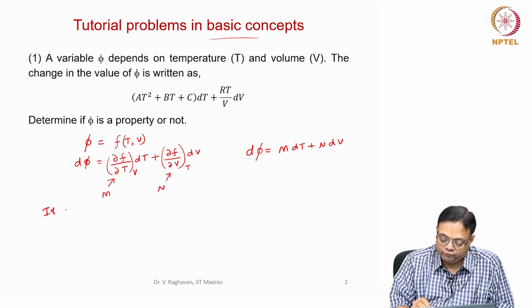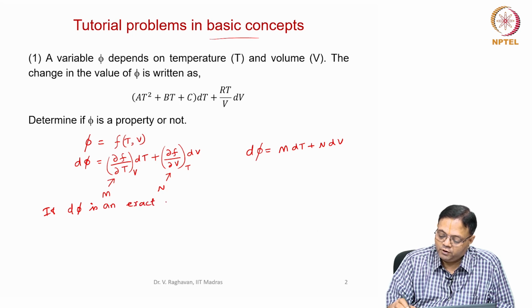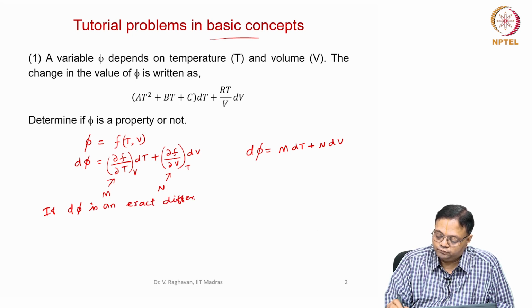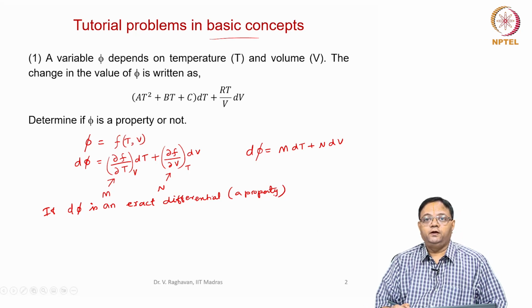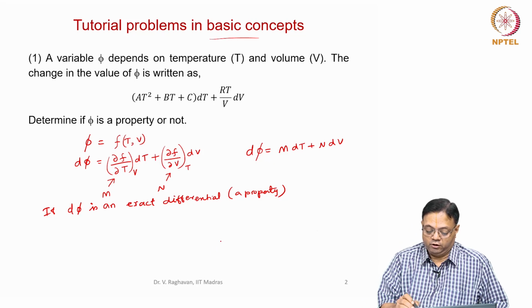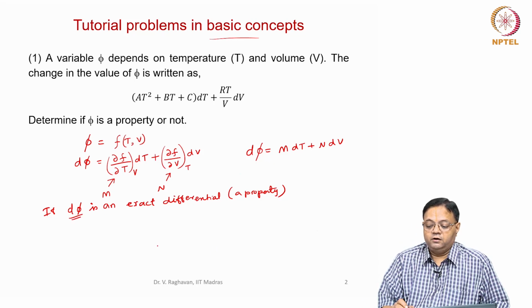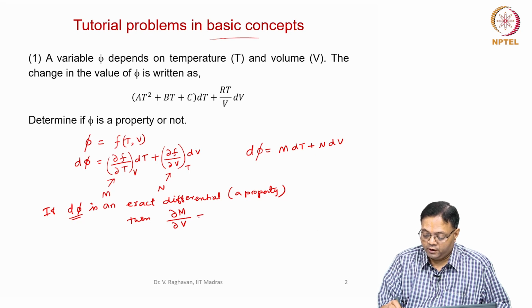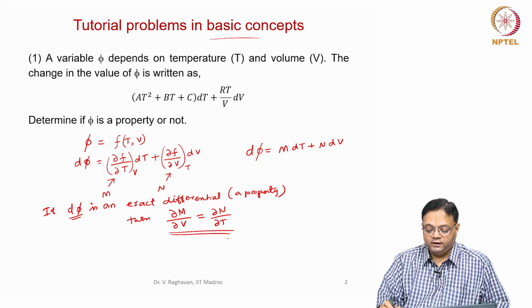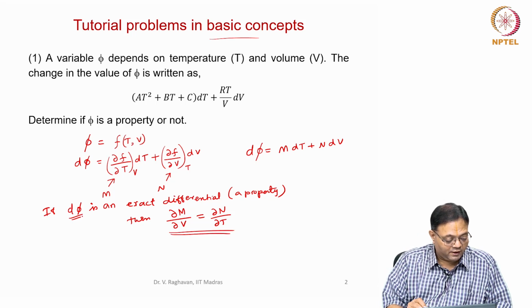Now, if d phi is an exact differential, that is a property. So, we know that a property has to be an exact differential. If d phi is an exact differential, then this should obey the condition dou M by dou V equal to dou N by dou T. If this is satisfied, then we can say that d phi is an exact differential.